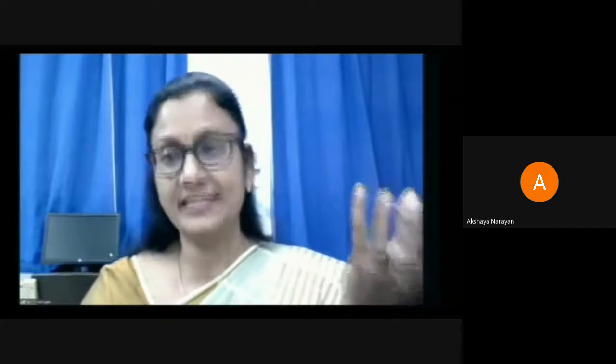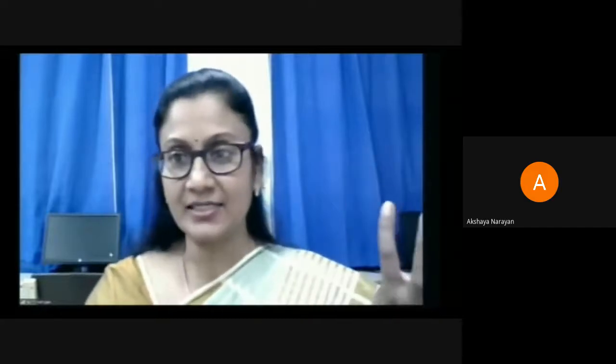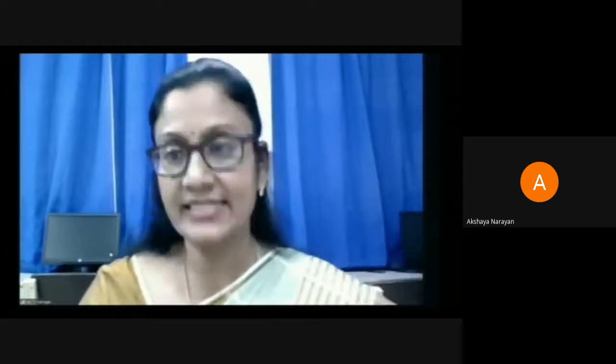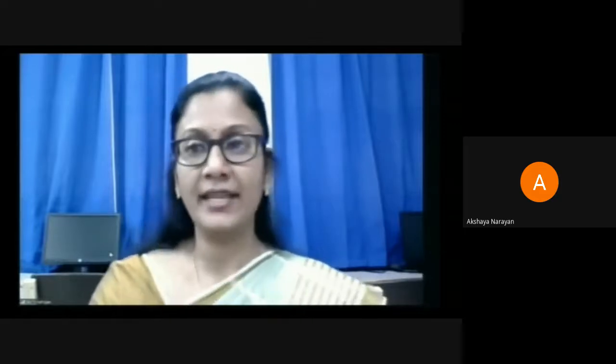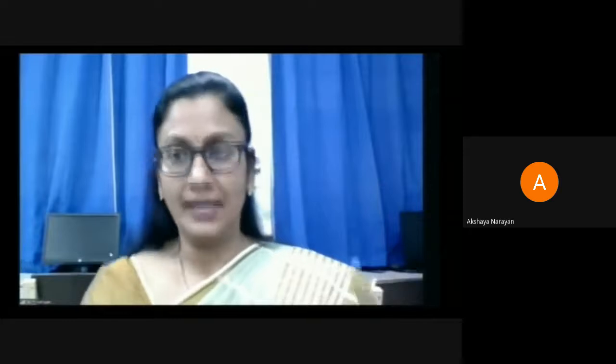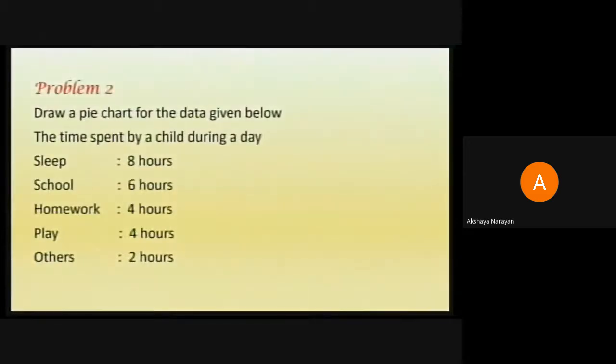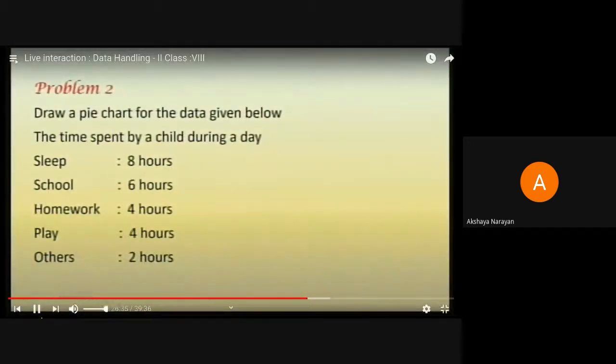Those 24 hours is represented as your complete circle. And in that complete circle, there are these respective hours which are spent for these activities. So we will see how we can tabulate this first. The first step is to bring this data in the tabular form, representing it as a fraction first of the entire circle, and then getting the central angle. So we'll see how we can build this table.